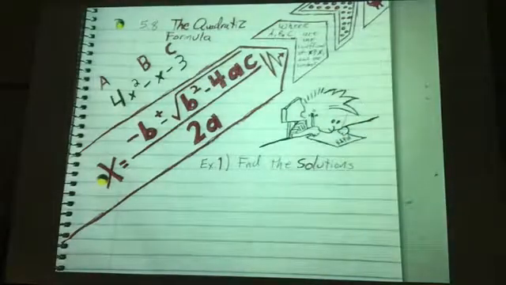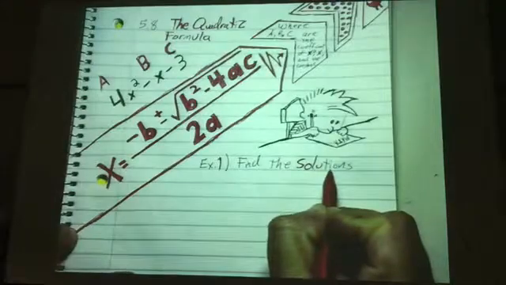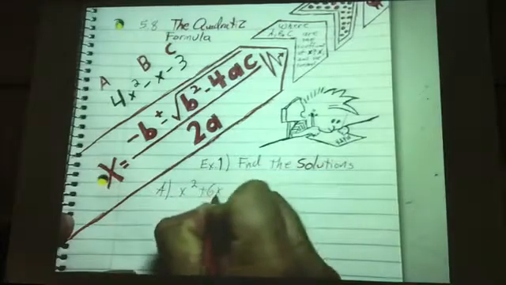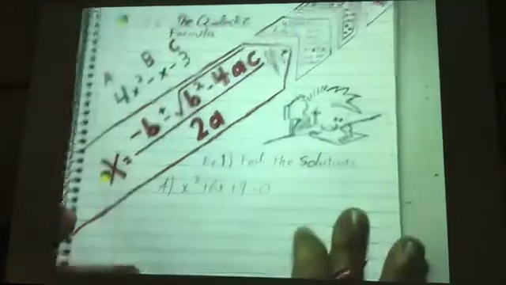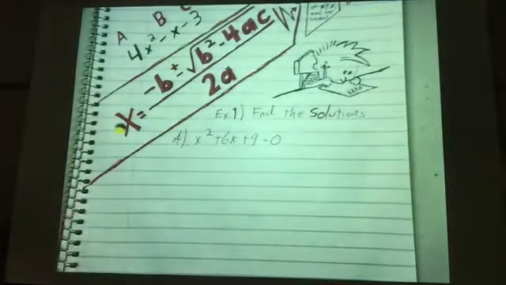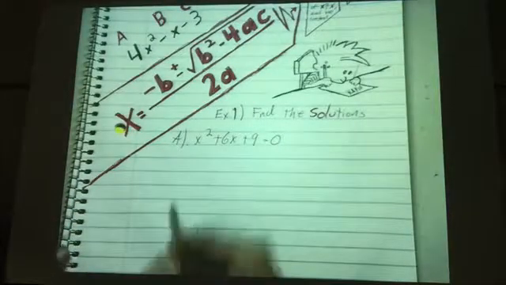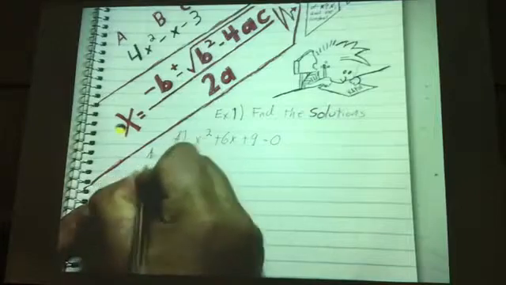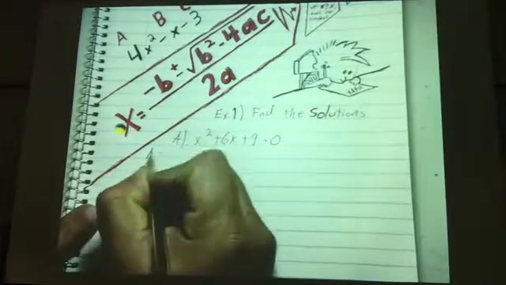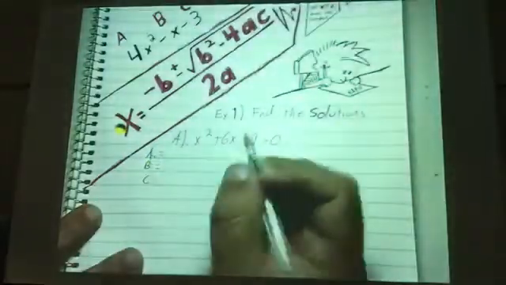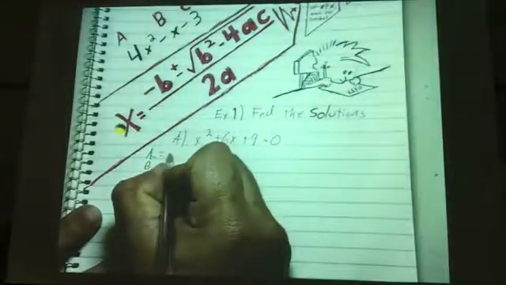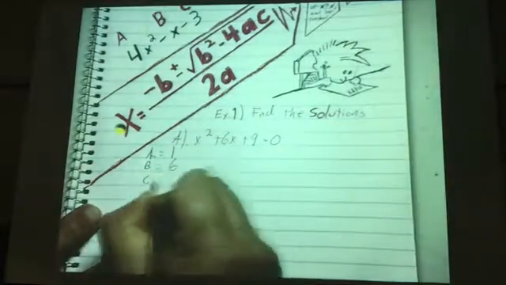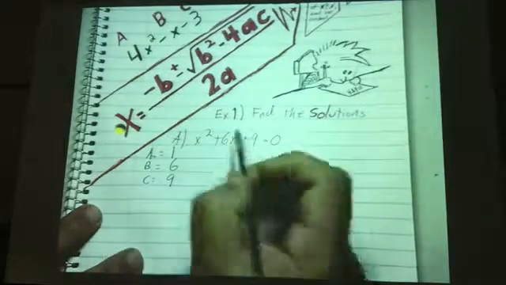Now for example 1, we are going to find the solution. The equation it gives us is x squared plus 6x plus 9 equals 0. Now we know that we need to find our A, B, and C, so we're going to put on the side A, B, and C. What is my A? 1. What is my B? 6. And what is my C? 9. So we know that we're going to write the equation.